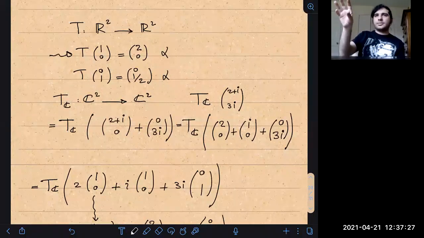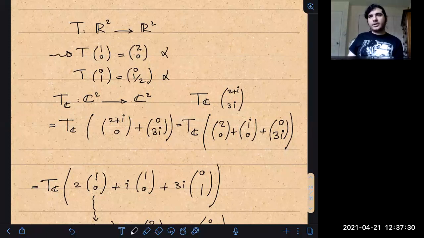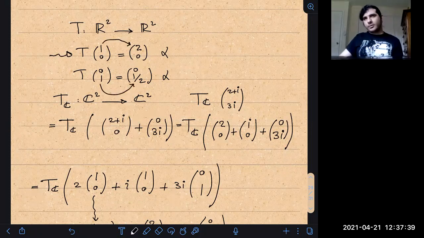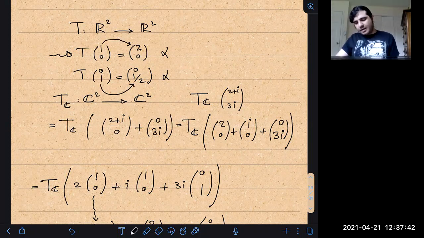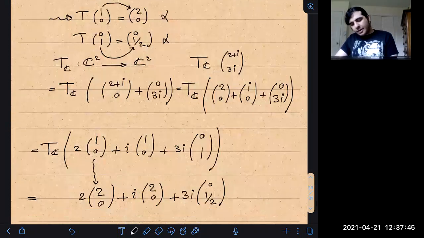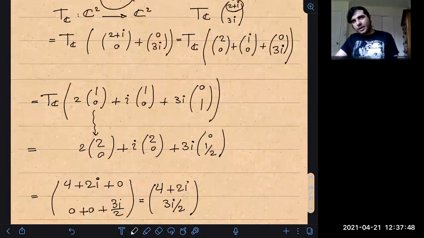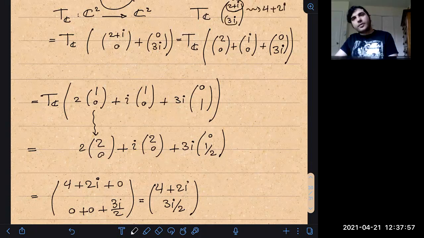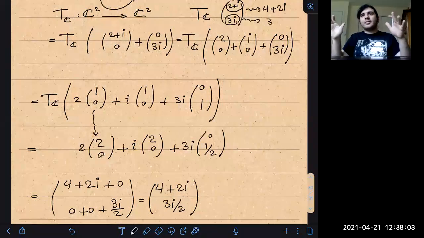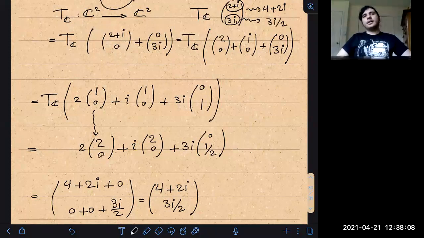T multiplies the first component by 2. 1 is multiplied by 2. And divides the second component by 2, right? So (0, 1) goes to (0, 1 over 2). That's exactly what this complexified version also does. Multiplies the first component by 2, so 2 plus i should go to 4 plus 2i, and divides the second component by 2, so it should be 3i over 2, which is what we got at the end. So it doesn't care if you have a real number or complex number. It does what it does when it's defined over the real numbers.